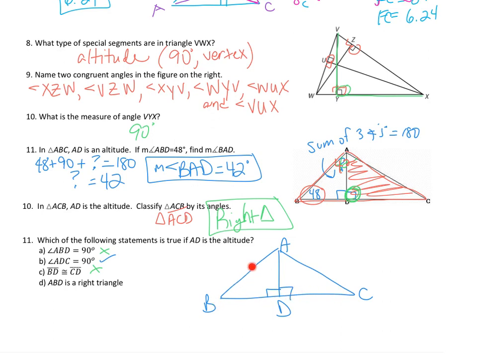Triangle ABD, is that a right triangle? Yes, because we have one that is 90 degrees right there. So there are two that are true, and that's letter B and D.